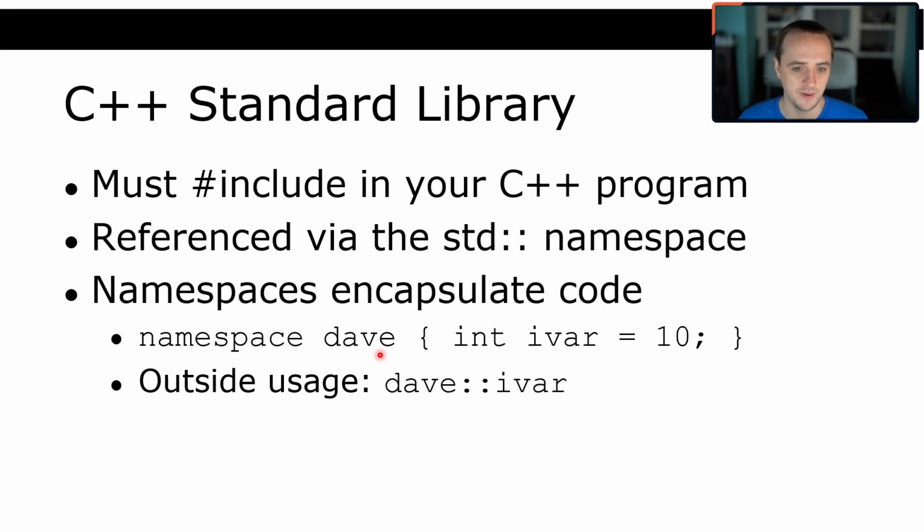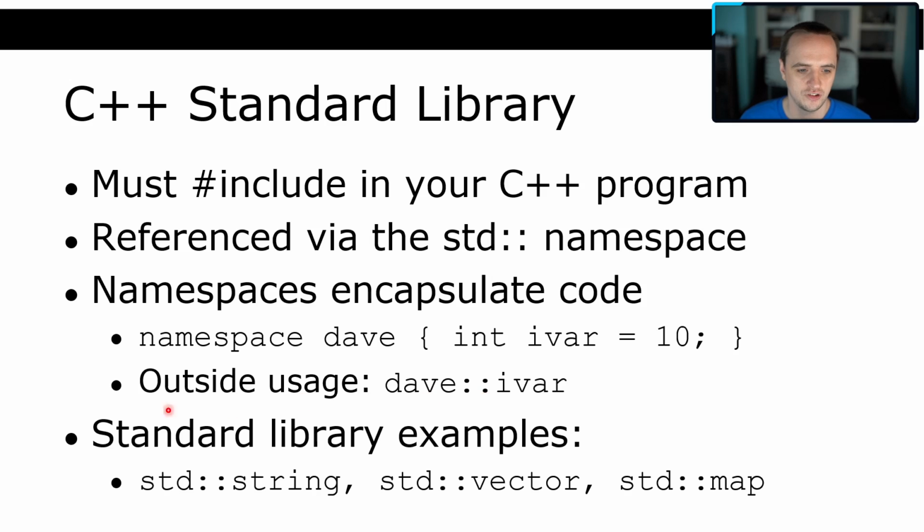So I can say namespace Dave and then open brace, and anything in here until the closing brace of that namespace has to be referenced via the Dave namespace. And the way that you do that is you say Dave::var, okay? So this means that for std::cout, somewhere in the standard namespace, there's a cout variable, which when you pipe stuff into it, it prints it to the standard output. So some examples of things in the standard library are std::string, std::vector, and std::map. And we'll be using some of those in this course.